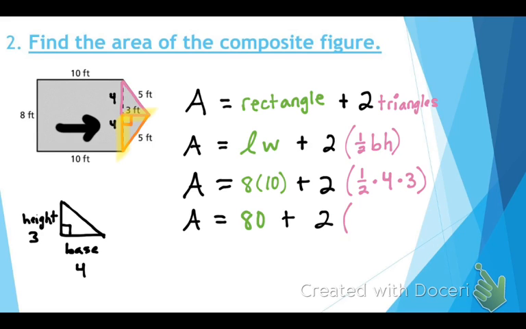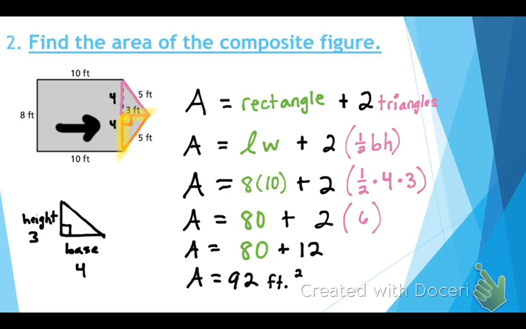What's half of 4? 2. What's 2 times 3? 6. Does that make sense how we did that? All right, so now we're going to bring down that 80, and we're going to add 2 times 6. Guys, what's 2 times 6? Plus 12. So what's my answer? 92. 92 what? Feet squared.